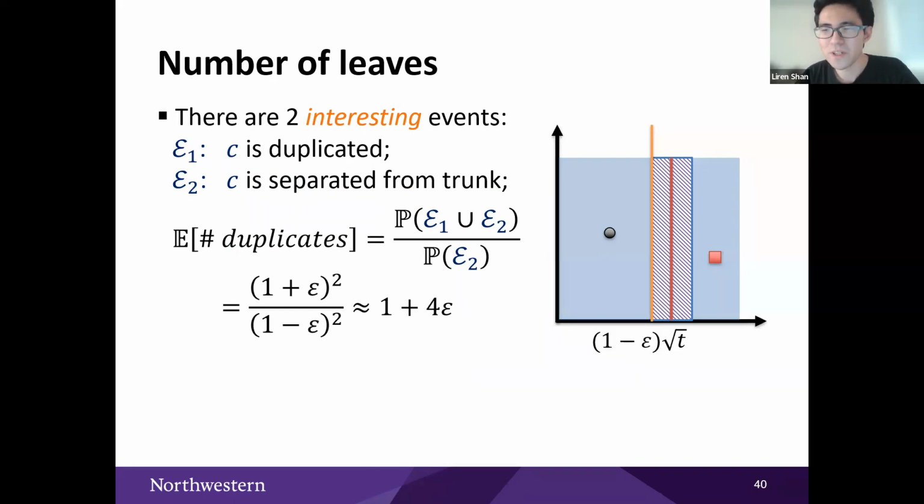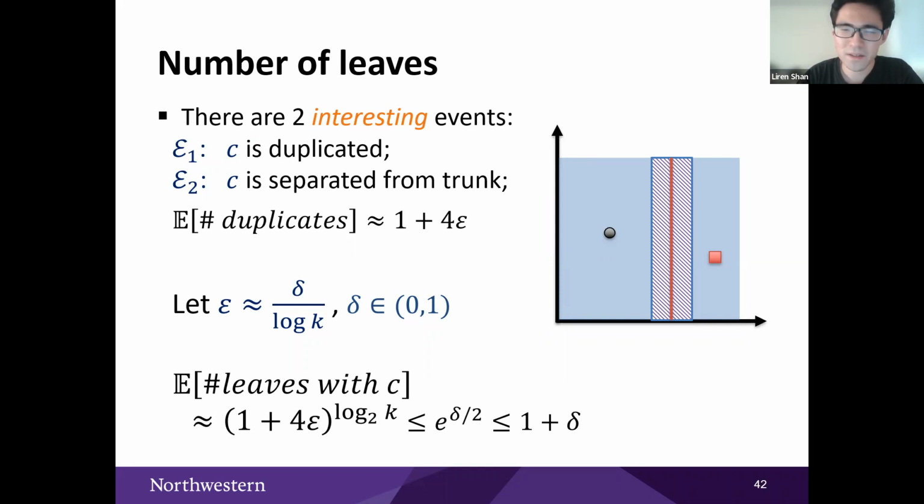In our algorithm, as shown in the figure, event 1 or event 2 happens if the center c is to the right of the left buffer cut, which is 1 minus epsilon times square root of t. This probability is proportional to 1 over 1 minus epsilon squared. Event 2 happens with probability proportional to 1 over 1 plus epsilon squared. Thus, the expected number of duplicates is around 1 plus 4 epsilon. By taking epsilon approximately equal to delta divided by log k, the expected number of leaves containing center c given by our algorithm is at most 1 plus delta. Since we have at most k centers, combining these leaves for all k centers, the expected number of leaves given by our algorithm is at most 1 plus delta times k.